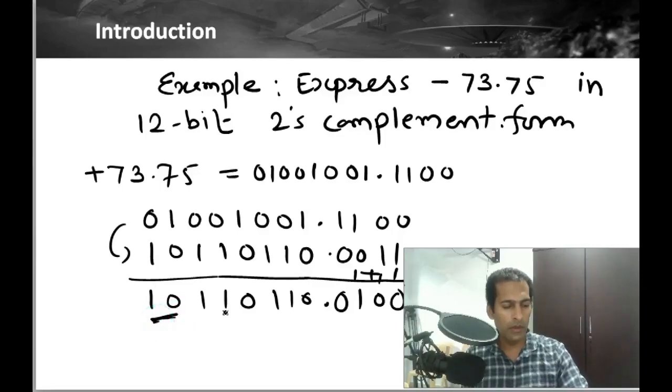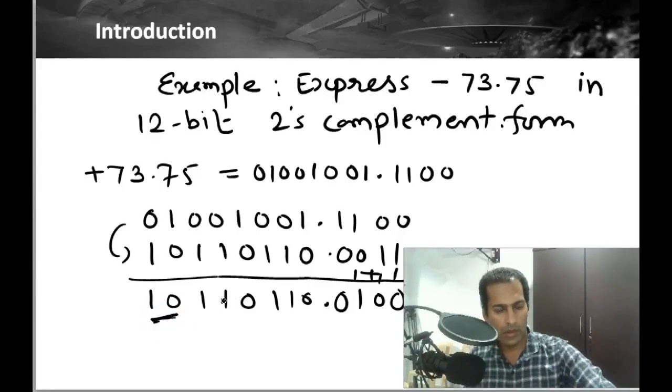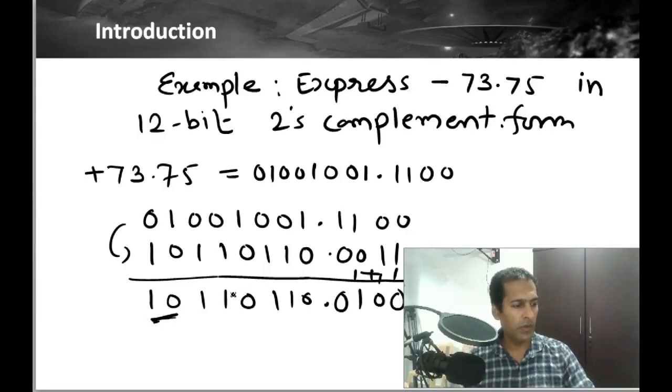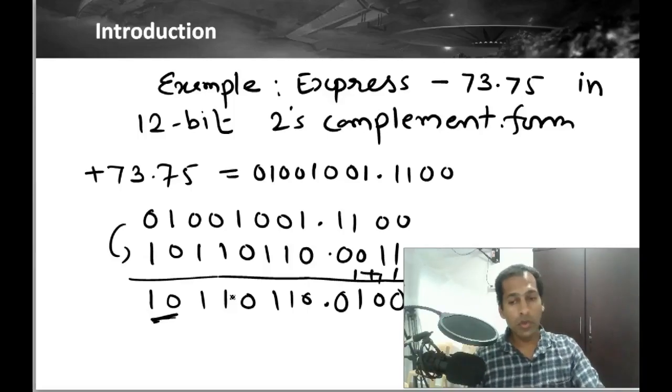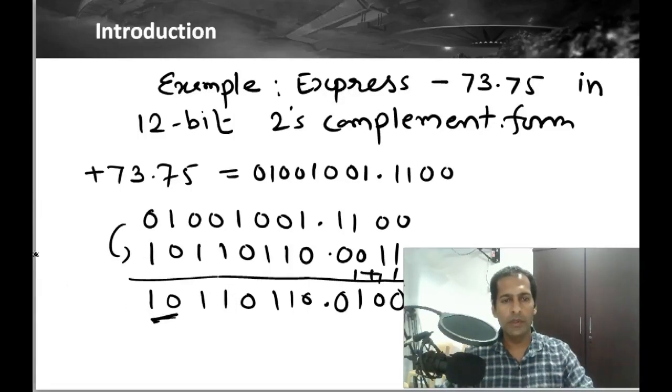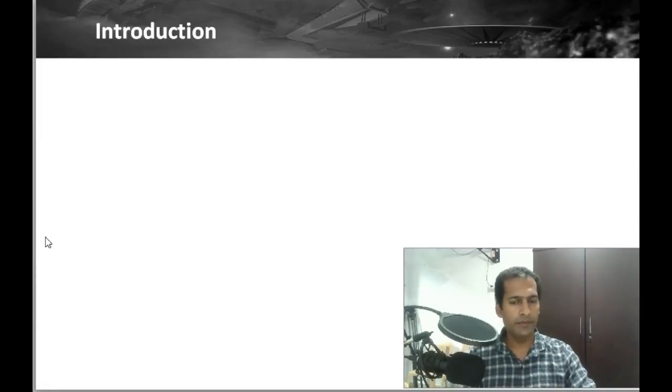So sign bit is minus here. So this is the answer. Now 2's complement arithmetic we can find out. 2's complement arithmetic means we can have addition and subtraction in 2's complement. So let us see some example.